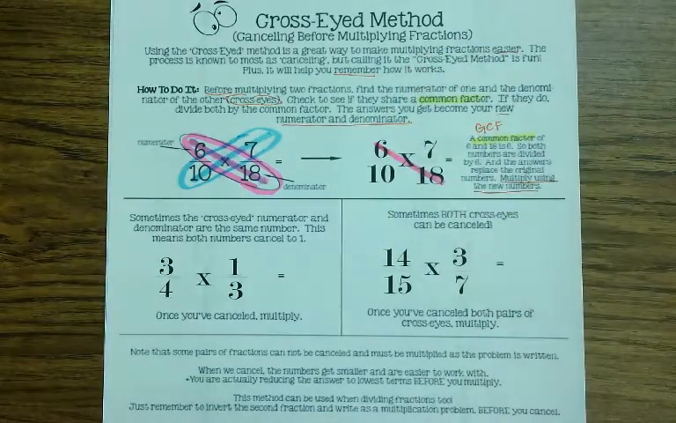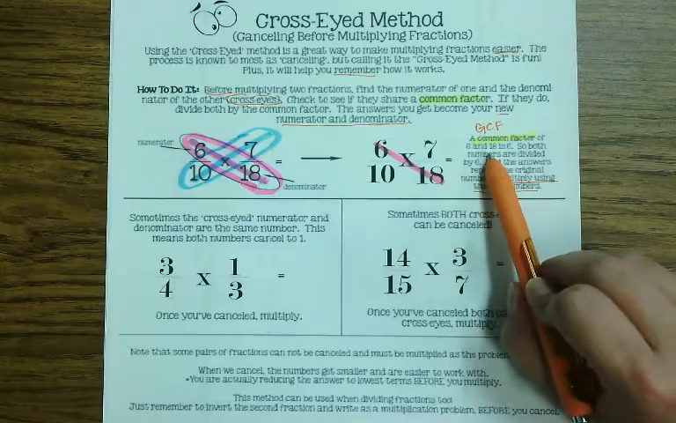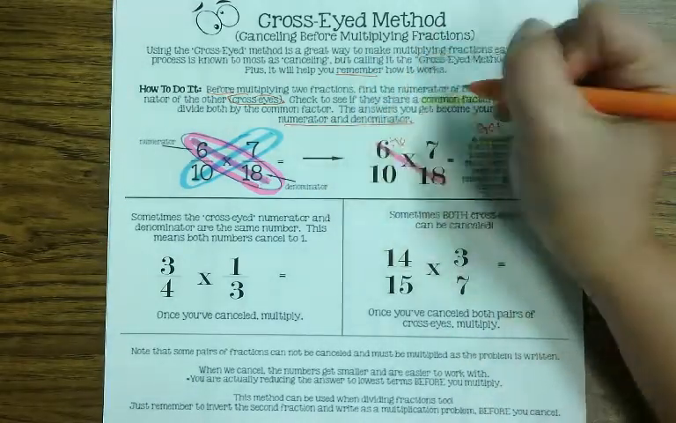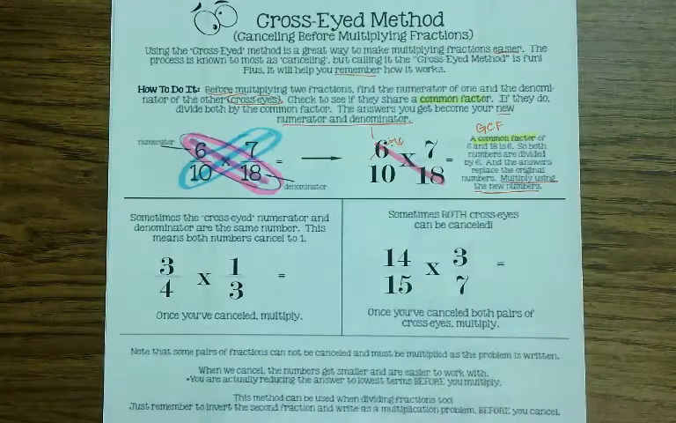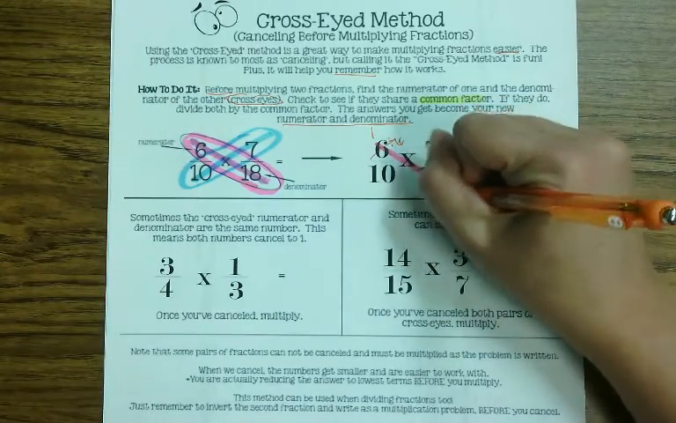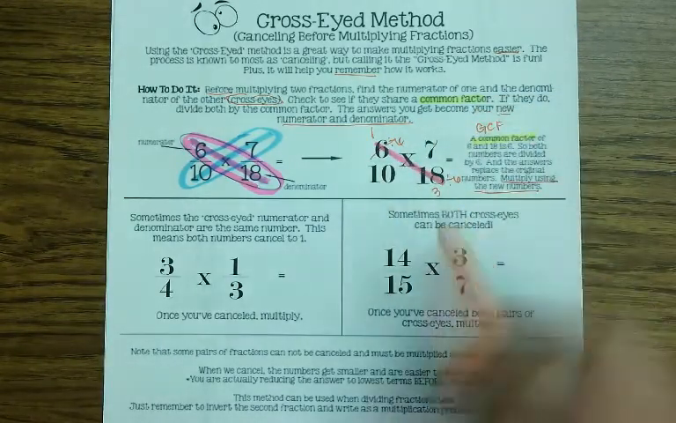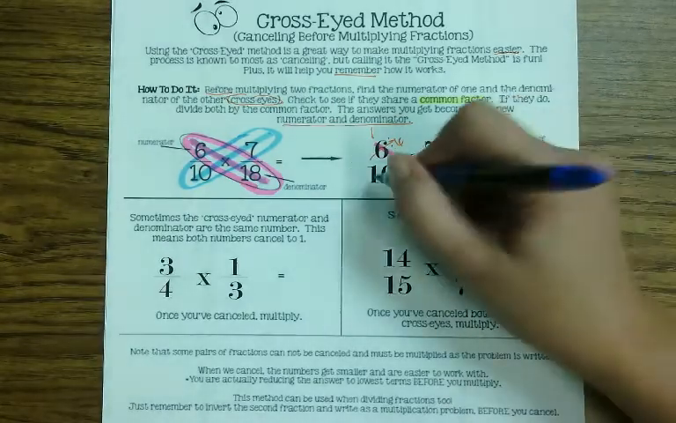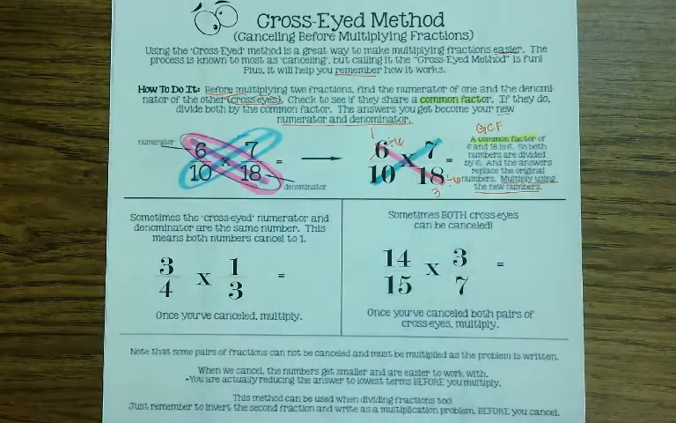Looking over here, we just said 6 and 18 both share a common factor of 6. So 6 divided by 6 is 1. My new numerator right here is 1. 18 divided by 6 is 3. My new denominator over here is 3. Checking these cross-eyes, I do not see any common factors, so they will have to stay the same.